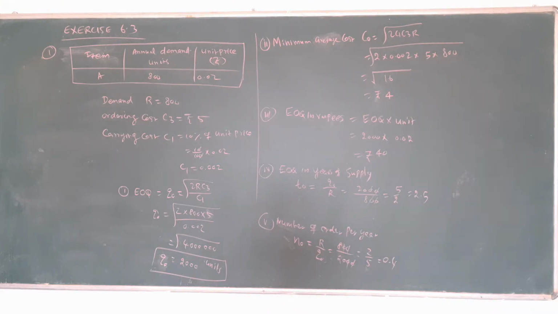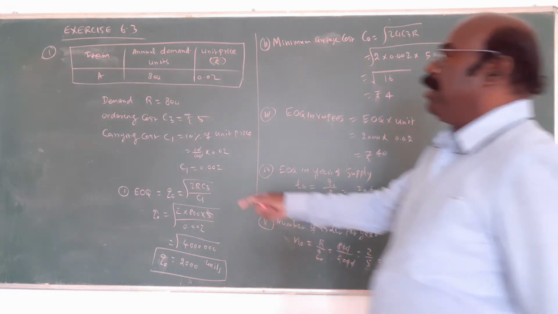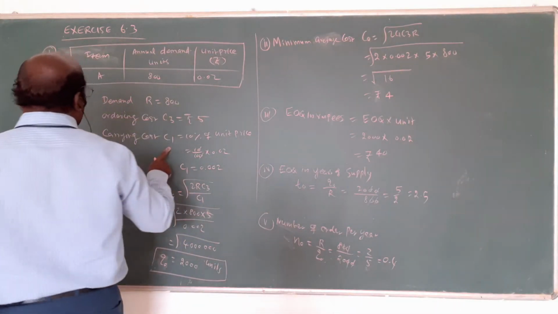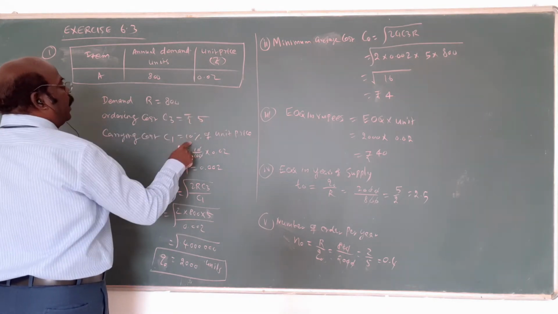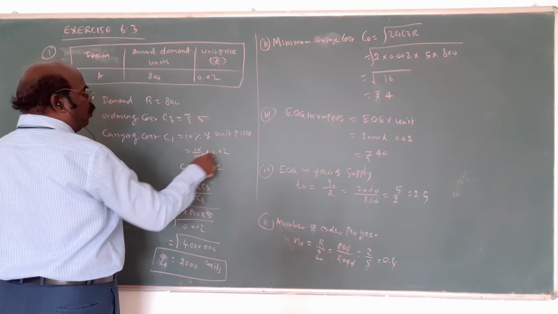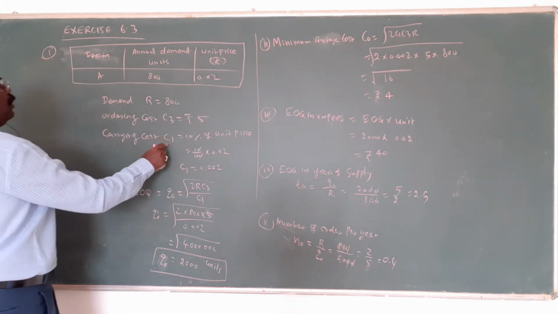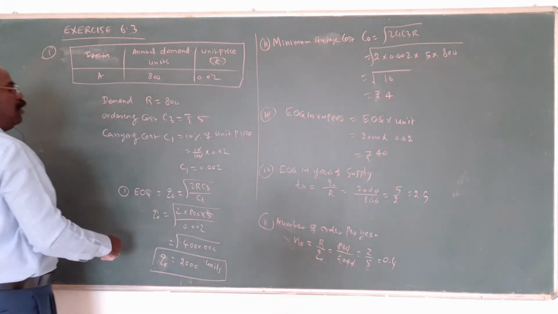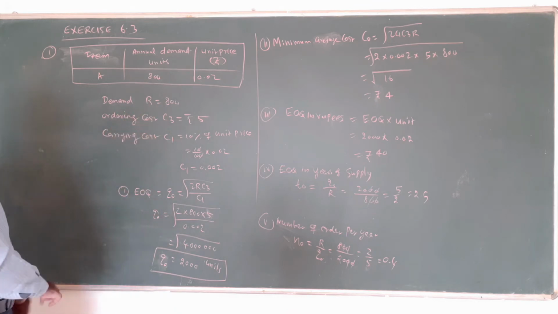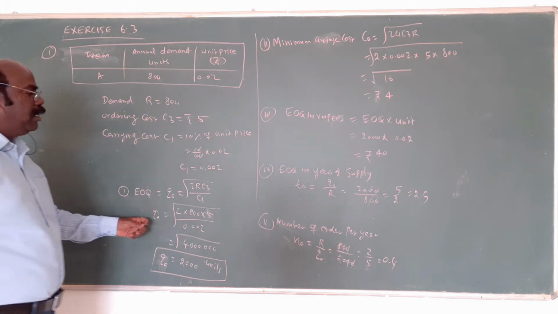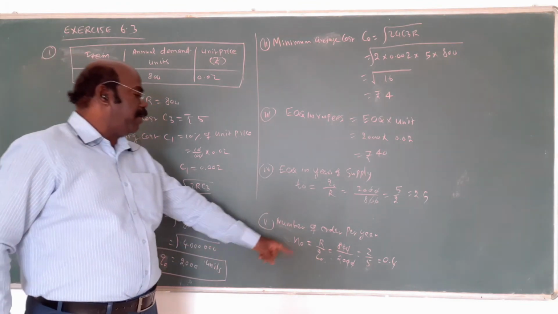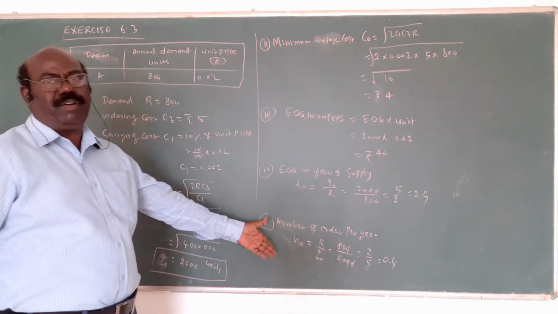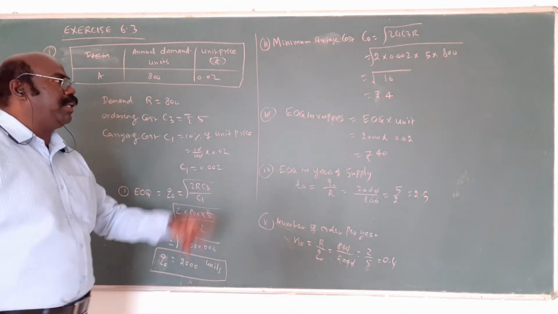Anyway, demand is given, C3 is given, and C1 is given as 10% of the price. 10 by 100 into 0.02. Simplify, and C1 and C3 are found. Write the formulas one by one. You have already found Q naught. That's why T naught is Q naught by R and N naught is R by Q naught. Easy formulas, so you can directly substitute.